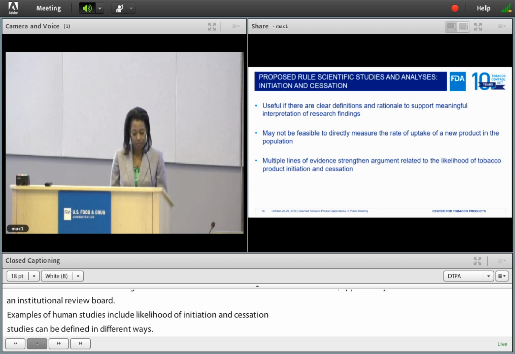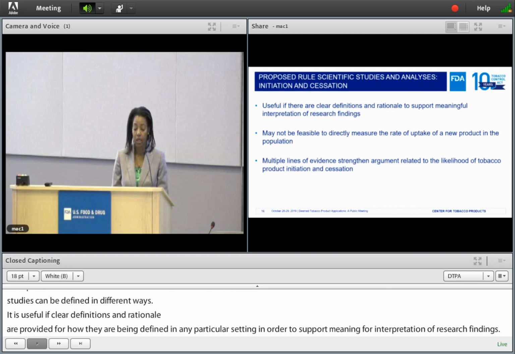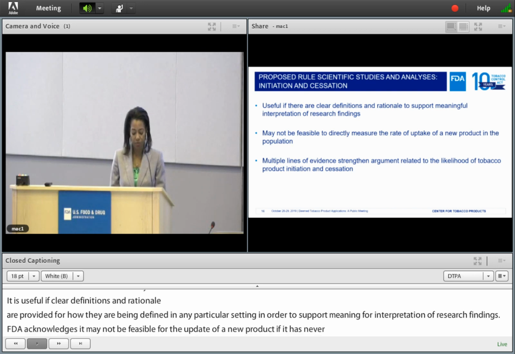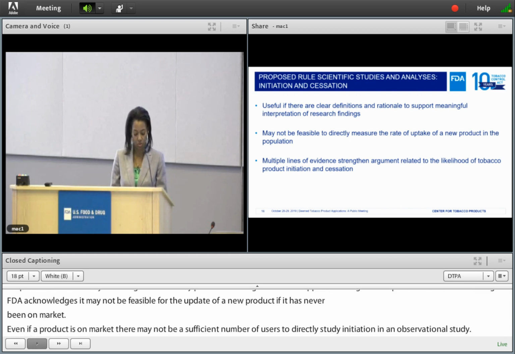FDA acknowledges that it may not be feasible to directly measure the rate of uptake of a new product in the population if it has never been on the market. Even if a product is on the market, there may not be a sufficient number of users to directly study initiation in an observational study. However, there are many different types of studies and lines of evidence that could provide information about the likelihood that existing users will stop or non-users will start using tobacco products. General principles suggest that multiple lines of evidence would strengthen an argument related to the likelihood of tobacco product initiation and cessation.